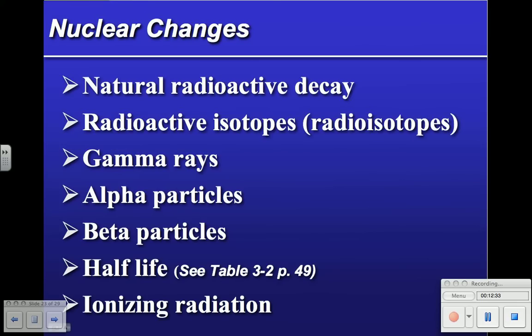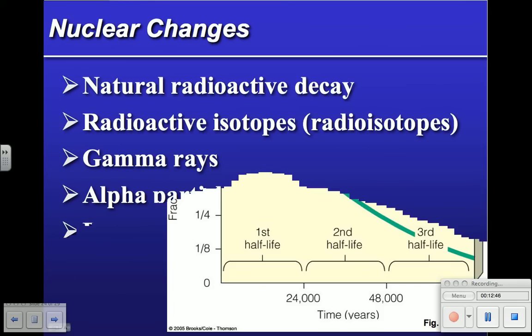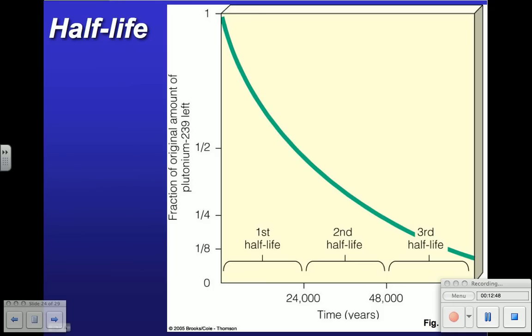And I kind of already discussed ionizing radiation. It has enough energy to damage or ionize atoms within our tissue, which causes mutation and potentially cancer.